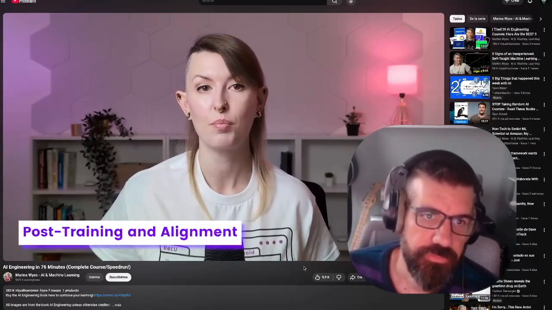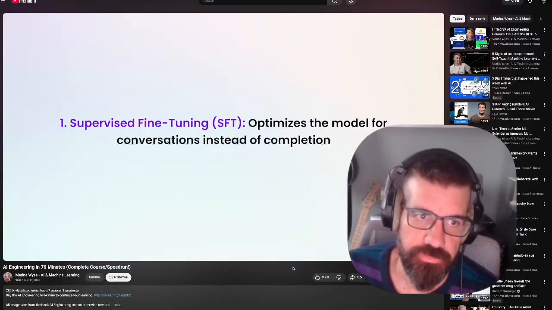They're optimized for text completion, not conversation, and their outputs can be factually incorrect or ethically problematic. Post-training aims to address these issues through two main steps. First, supervised fine-tuning. Supervised fine-tuning optimizes the model for conversations instead of completion. This requires high-quality instruction data, showing the kinds of requests the model should handle and how it should respond. It's essentially teaching the model what good responses look like.